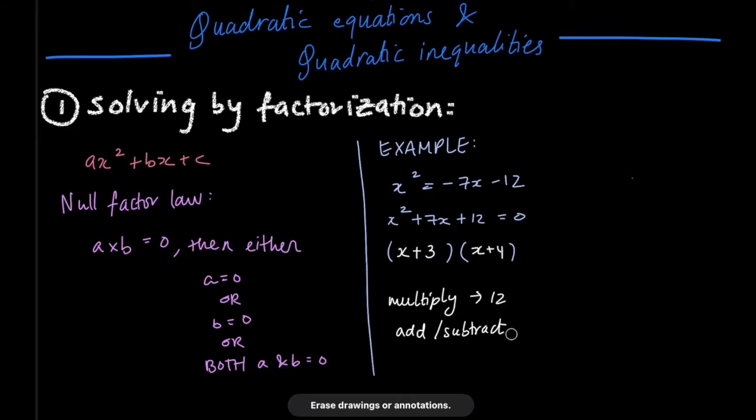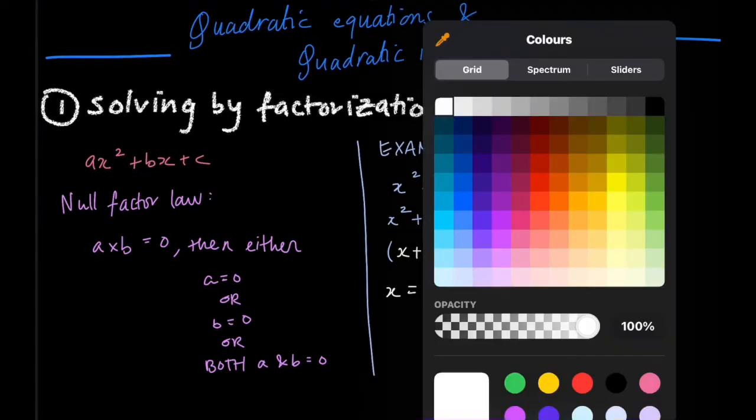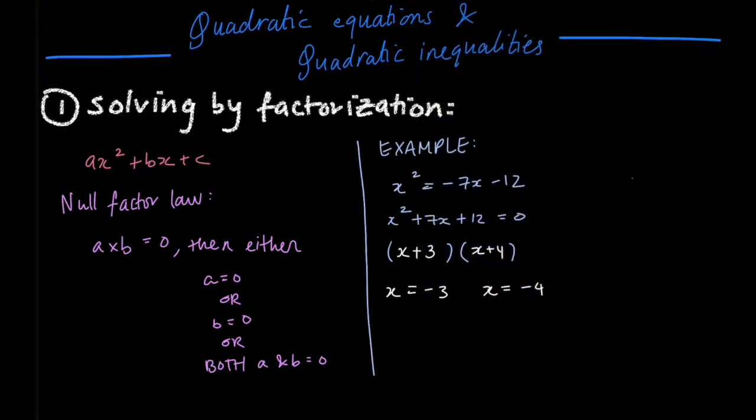And from this point, we know that x is equal to minus 3 and x is equal to minus 4, because this equals 0. Now we can use the null factor law and say x plus 3 is equal to 0, so therefore x is equal to minus 3, and x plus 4 is equal to 0, so therefore x is equal to minus 4. This is another way of factorizing. It can take a little bit of practice, but I hope you guys understand.